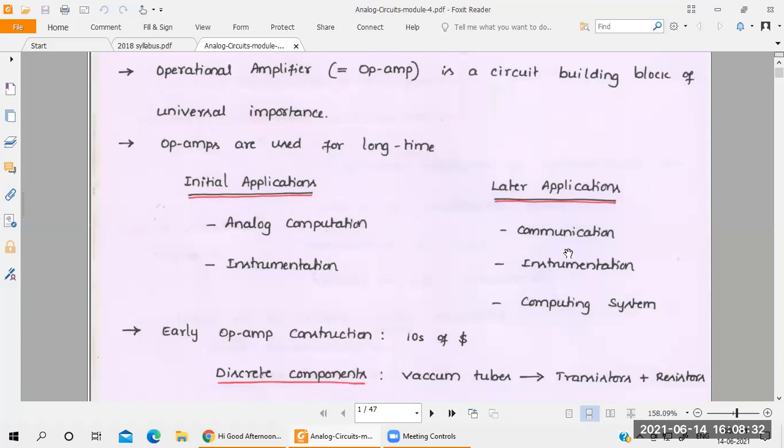So what is your branch name? Electronics and communications, right? Communication is what here?